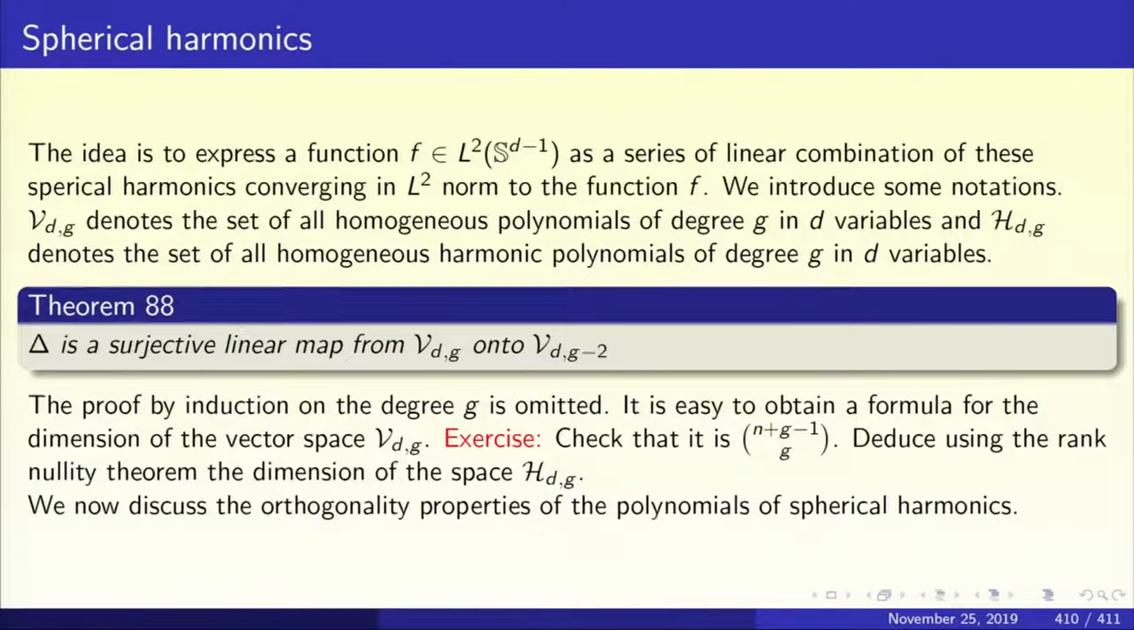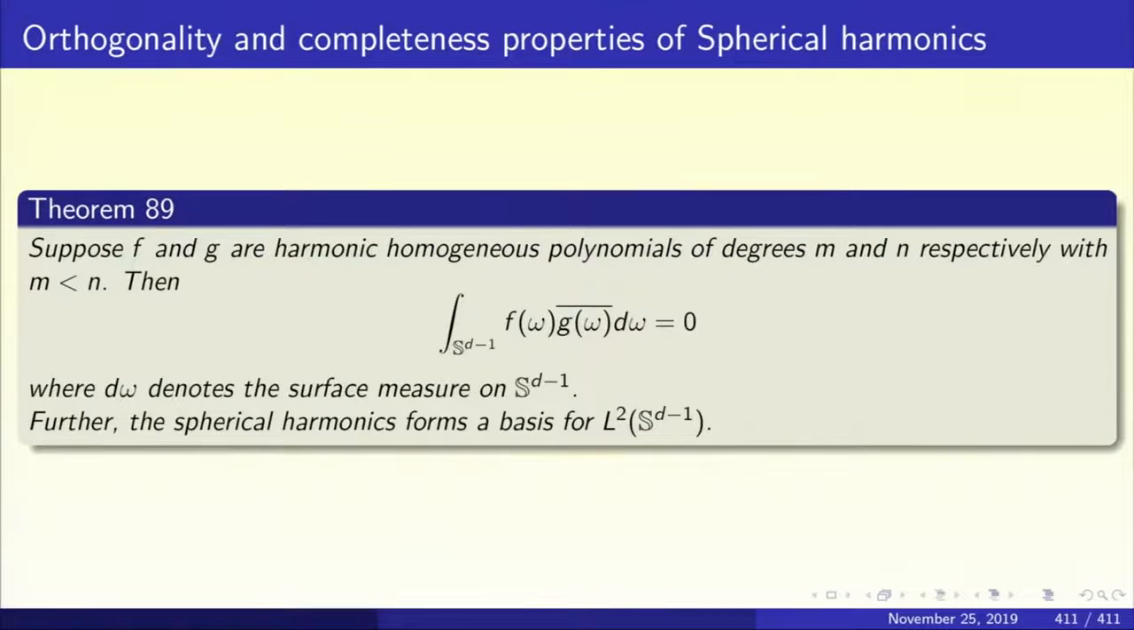So now we discuss the orthogonality properties of spherical harmonics. If f and g are harmonic homogeneous polynomials of different degrees m and n, with m less than n, then these harmonic polynomials are orthogonal, and they form a basis for L2 of S^(d-1) with respect to the area measure on the sphere. So now with this one can develop a Fourier series, a theory of Fourier analysis for spherical functions, involving spherical harmonics.